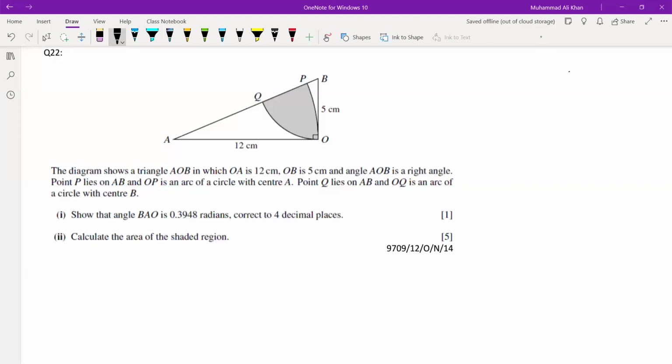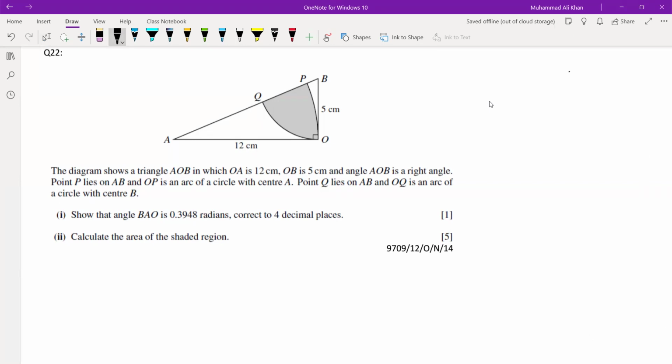Okay, students, question number 22. Question number 22 of circular measures. Now, what we have in this question, the diagram is given: a big right angle triangle, and there are two arcs or two sectors.